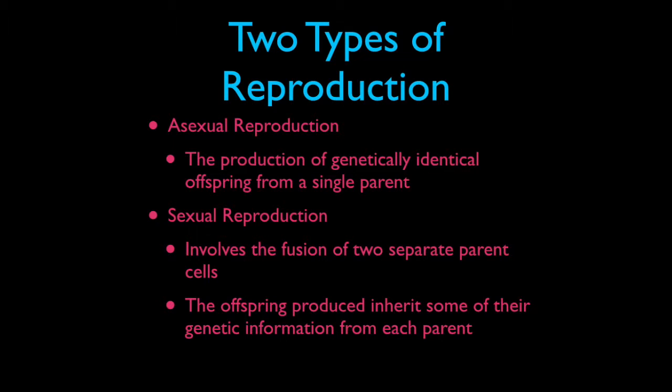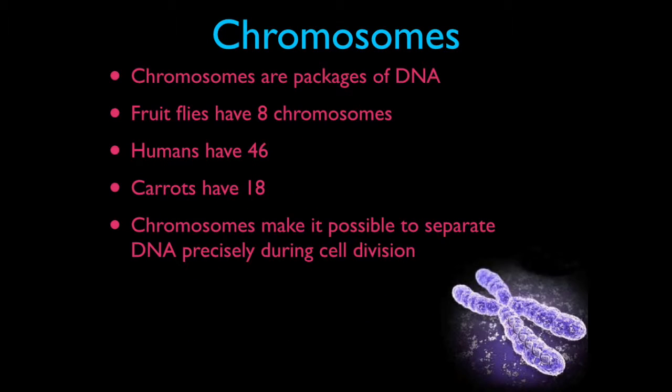Sexual reproduction involves the fusion of 2 separate parent cells. The offspring produced by sexual reproduction inherits some of their genetic material from each parent. It takes 2 parents to reproduce sexually. Chromosomes are packages of DNA. Fruit flies have 8 chromosomes per cell, where humans have 46 and carrots have 18.